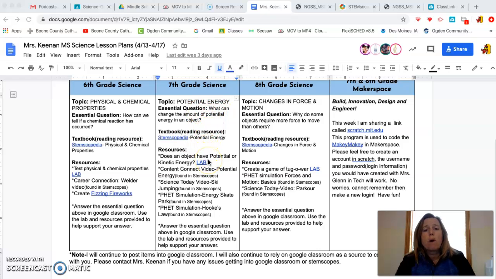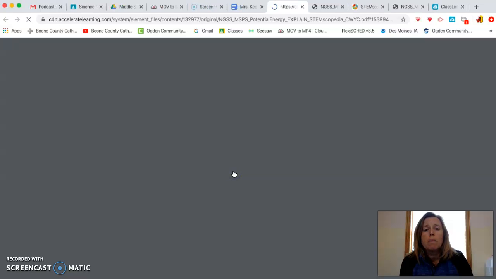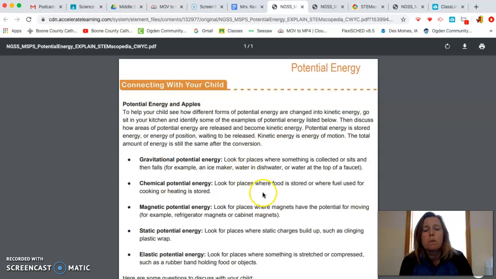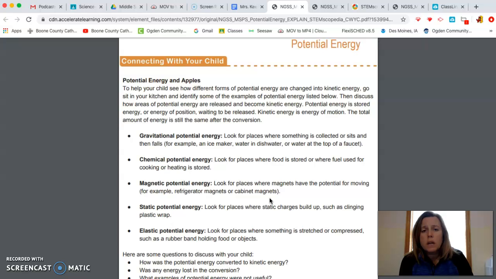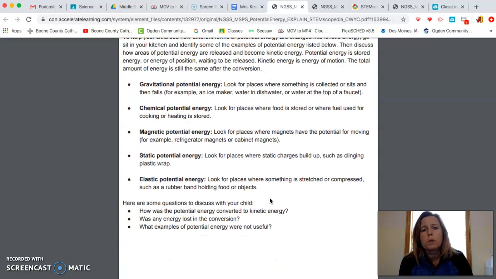The other part of this is the resources listed underneath that heading. So I have a lab that you can do, an easy lab that you can do at home. That is a link. This is the only manner in which you can find this lab, is the link on this document. So there are a few different types of potential energy listed here. You simply read through them, and then you're prompted with some questions at the end.